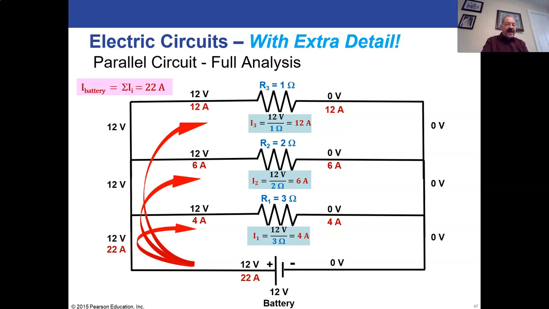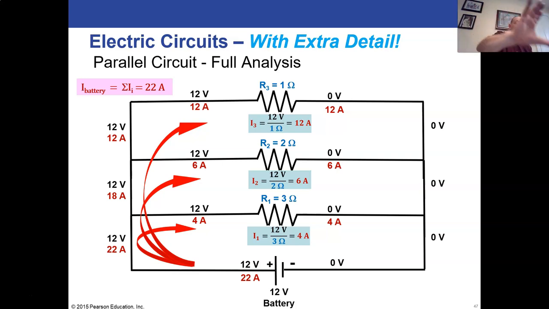When you hit the first branch, you know that 4 of them go to that bottom lamp. You know that 6 of them go to the next lamp, so now we're down to 18 because we removed 4 from the first one. We removed 6 from the second one, and that leaves the 12 amps to go through the third lamp. So they all have different currents this time, but the same voltage across each lamp or each resistor.